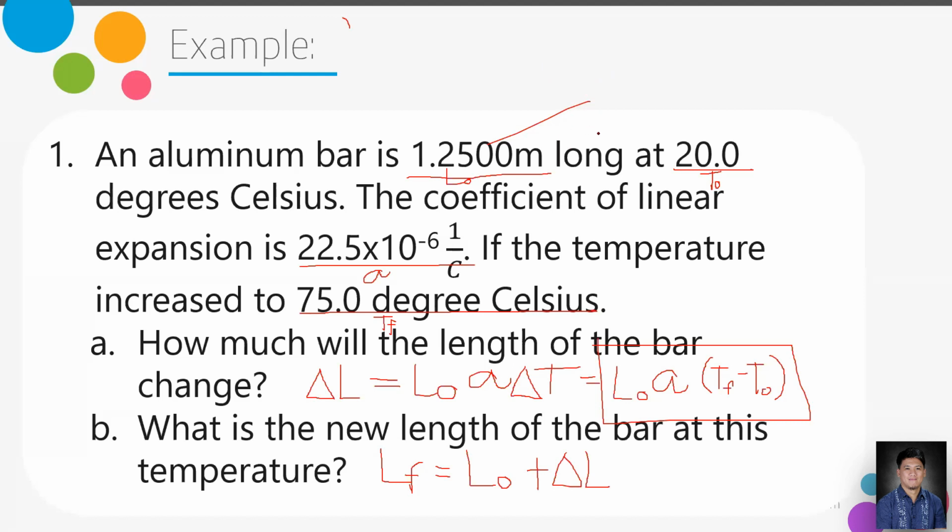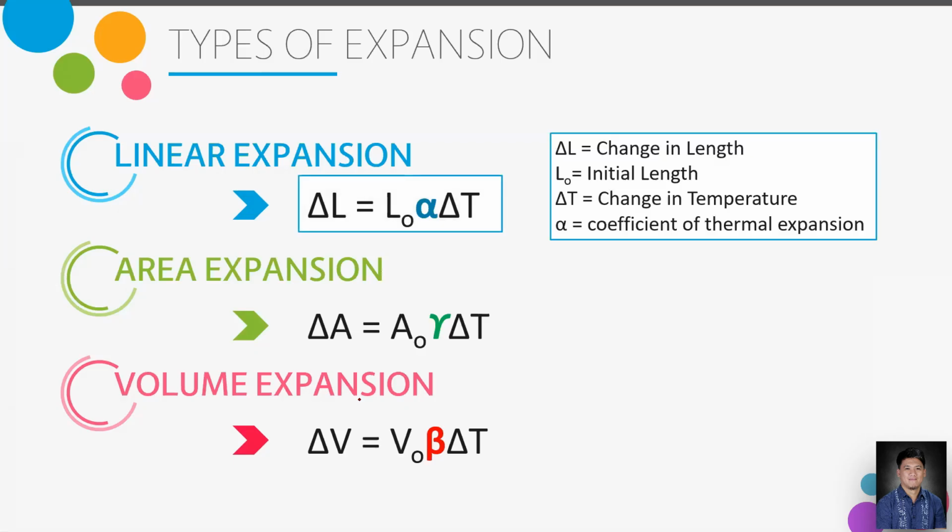Pero kung given na ang ating area, volume, and our linear, then we will use the unit that is already given. So, in this case, since meter yung ibinigay, meter na lang din ang ating gagamitin as the unit of our aluminum bar or the length. Okay, let's solve for letter A using the linear expansion.